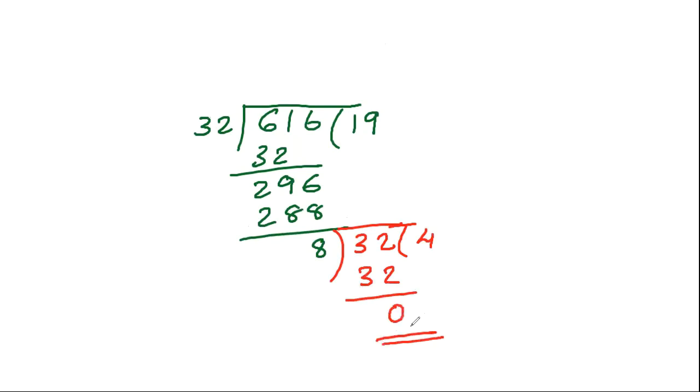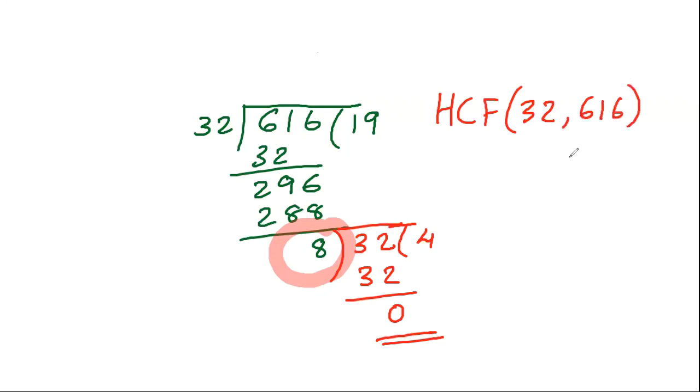So when I get 0, I can stop here, and I can see that 8 is the last divisor. The last divisor is the last non-zero remainder, and that is the HCF. So we get the HCF of 32 and 616 is equal to 8, so they can have 8 columns in the parade.